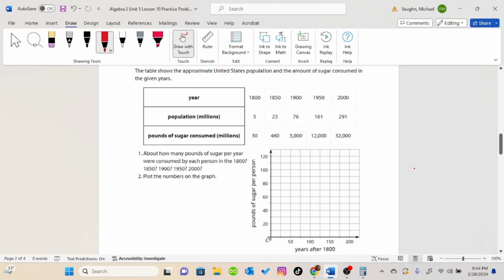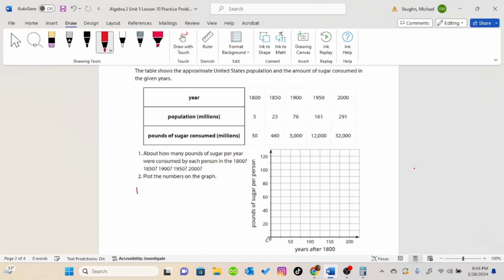The table shows the approximate United States population and the amount of sugar consumed in the given years. Our top row is the year, the middle row is the population in millions, and the bottom row is pounds of sugar consumed in millions. Number 1. About how many pounds of sugar per year were consumed by each person in 1800, 1850, 1900, 1950, and 2000.